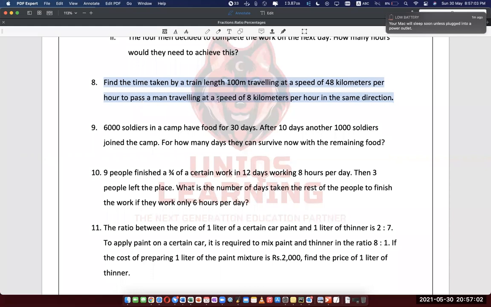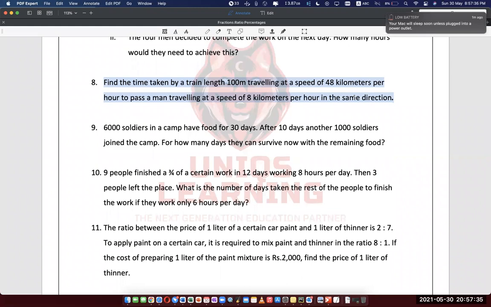Okay, then they are asking: find the time taken by a train of length 100 meters traveling at a speed of 48 kilometers per hour to pass a man traveling at 8 kilometers per hour. So there is a man traveling at a speed of 8 kilometers per hour, and in the same direction. They are traveling in the same direction. Okay, so they are asking the time taken to pass.